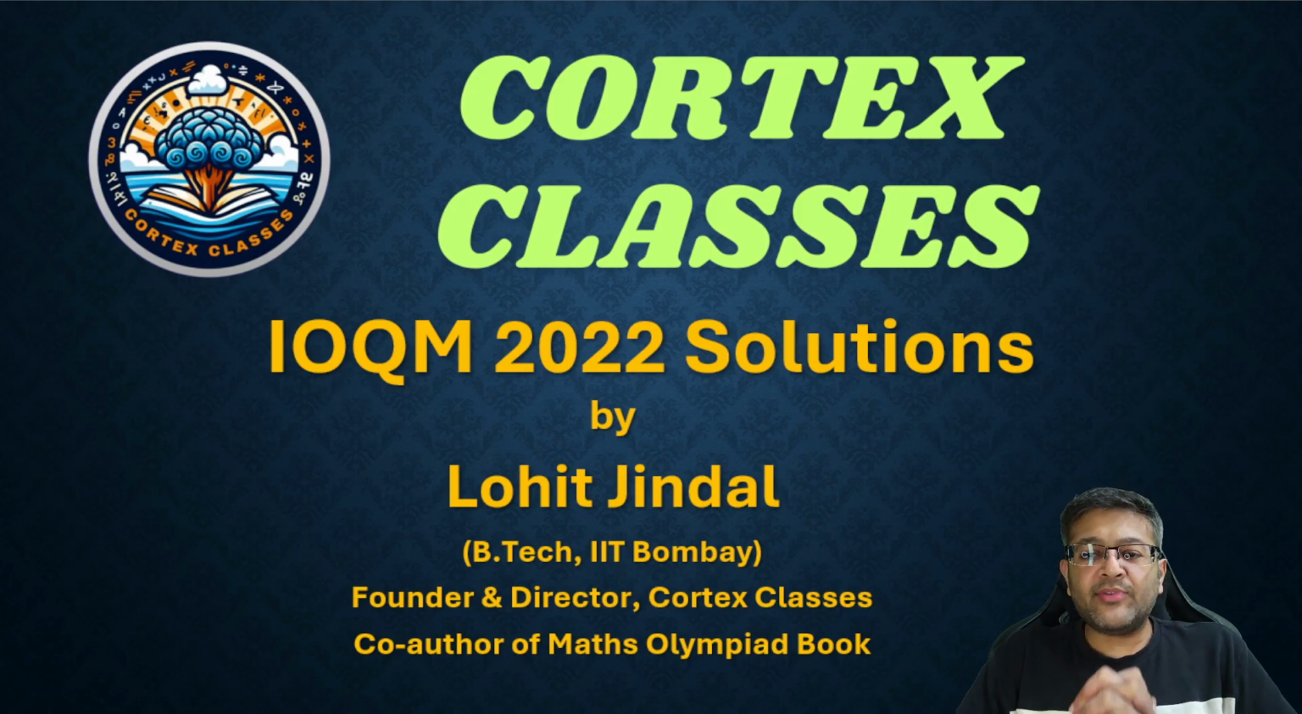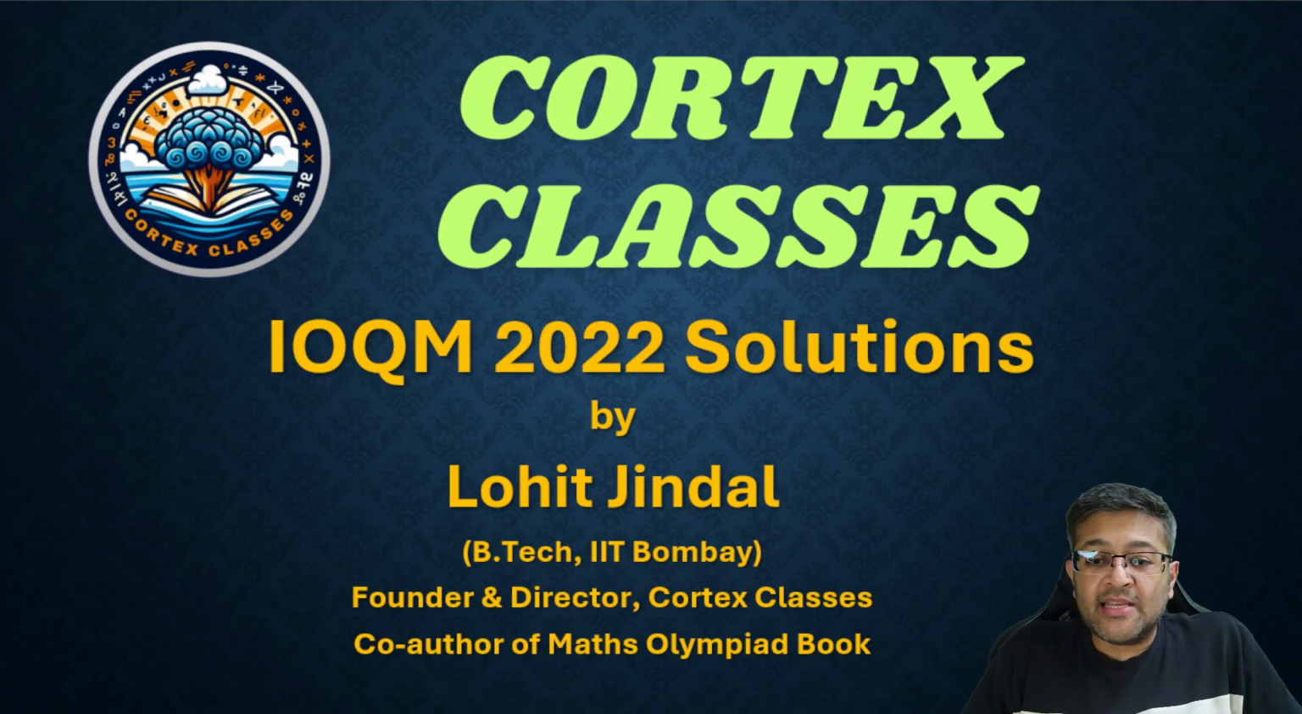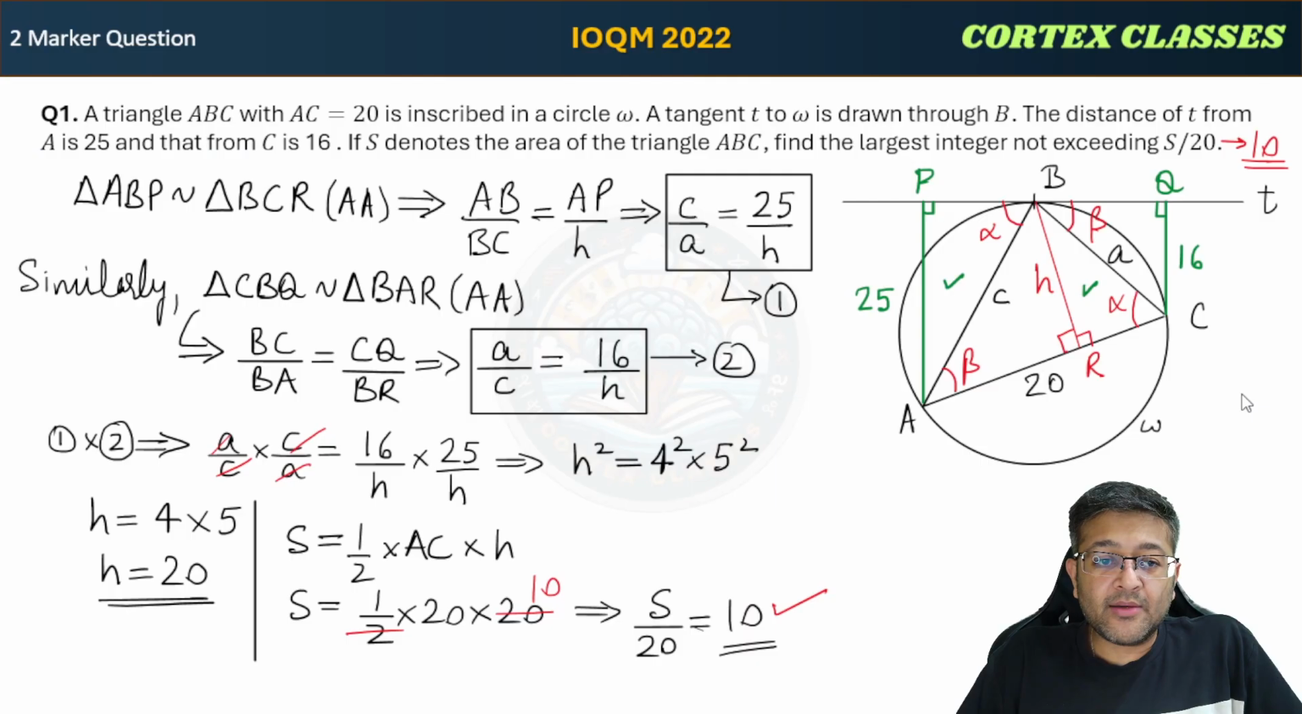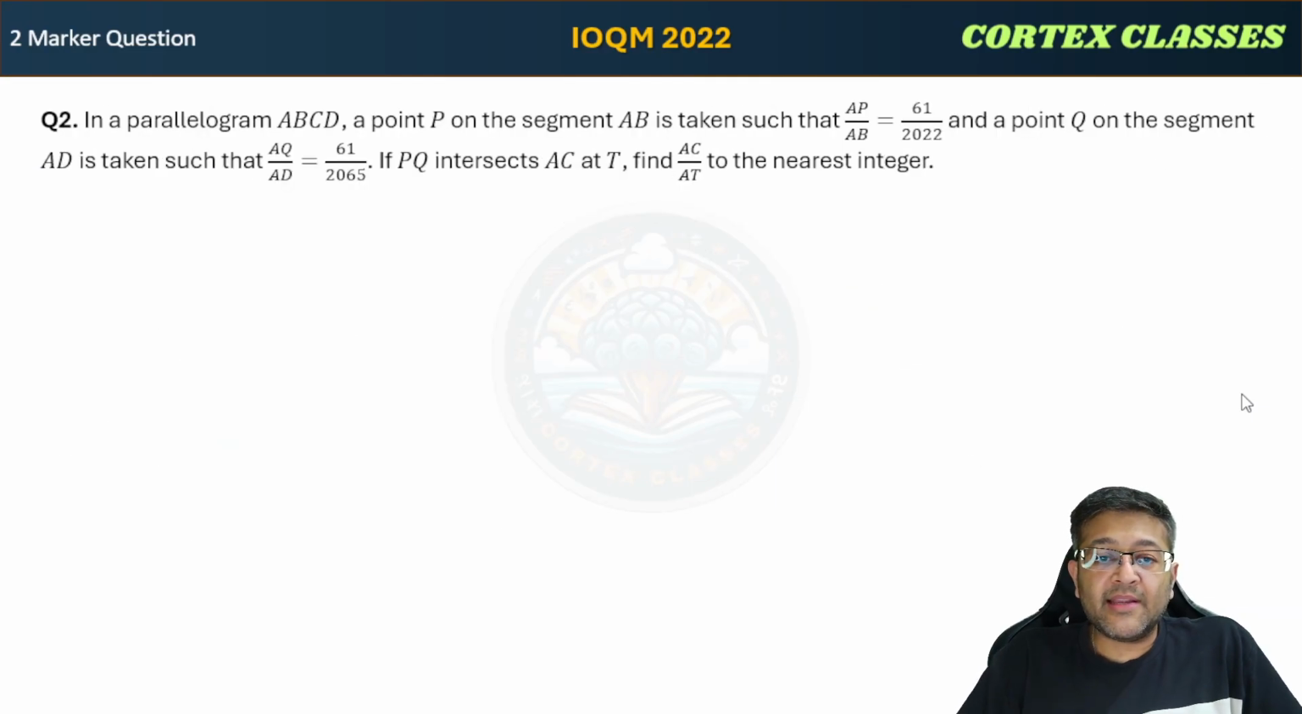So today in this video we are going to do the second question of IOQM 2022. So it's again a 2 marker. This question is very easy because we have done a very similar question in our maths Olympiad course. So I think this kind of question should be done in the test, right? Let's see the question.